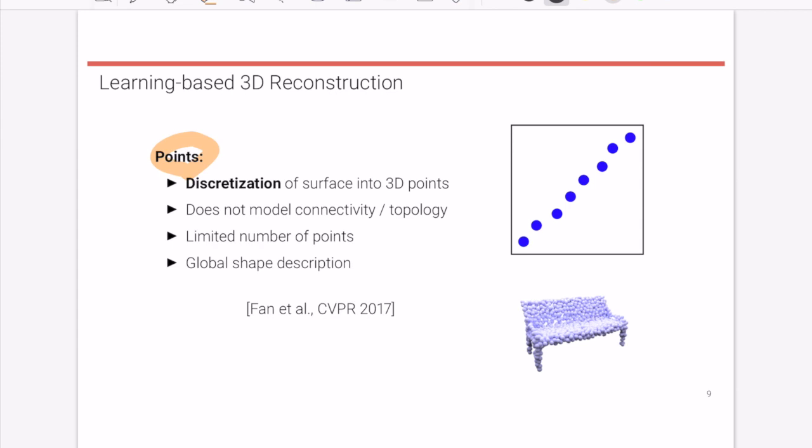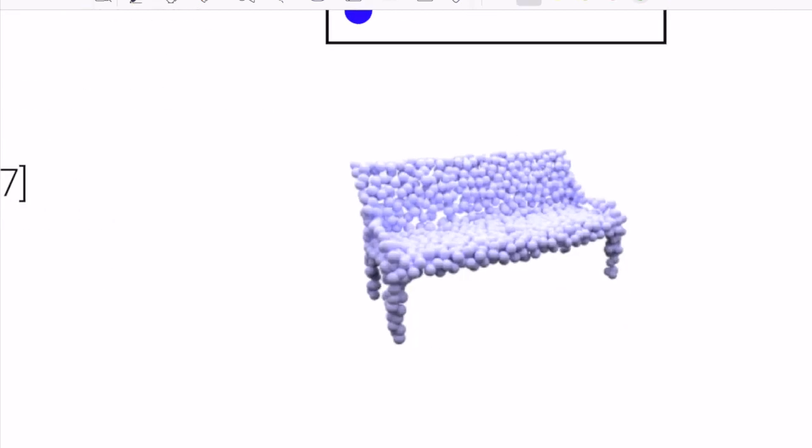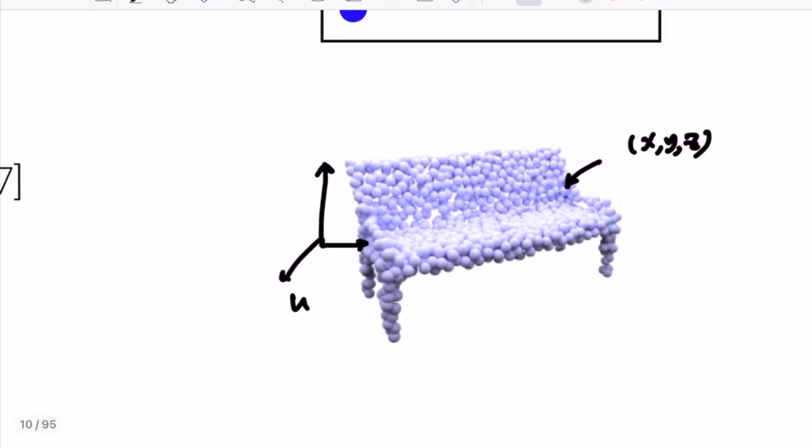Another representation is the point or point cloud representation. This is another discretization of the surface with 3D points, not with the grid representation. It does not model connectivity or topology, it just represents 3D point positions, for example x, y, and z. We also need to assume it is defined in the world coordinate, let's say world coordinates.